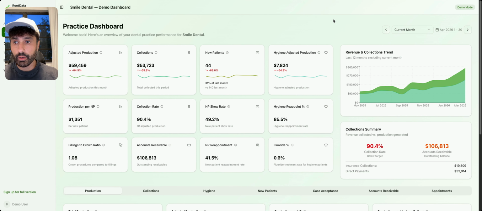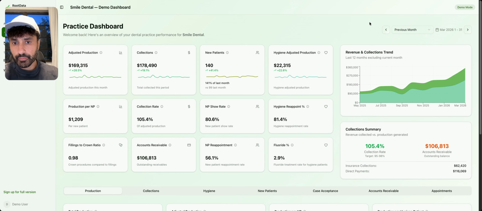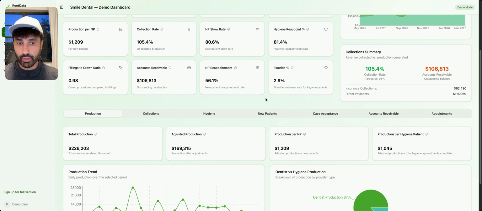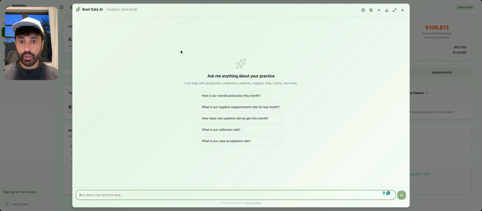So let's go ahead and look at adjusted production for the current month and new patients right over here. Not doing so hot right now, but let's look at the previous month. We have adjusted production of 169,000, not bad, and new patients, which is 140. So that is up versus the previous month. We had 99 before that, and 140 last month. So we're trending in the right direction, but let's dig into the data really quickly and figure out exactly what is going on with our dental practice.